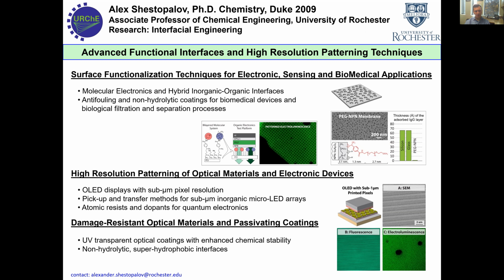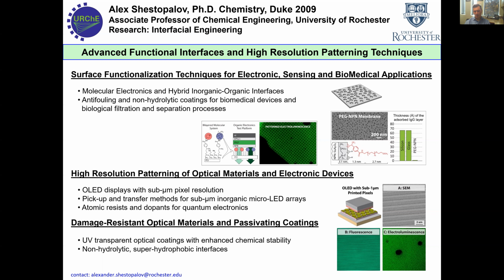So, for example, we're working on surface functionalization techniques that can modify the surfaces of inorganic and organic materials. And by doing these modifications, we can also modify various physical and chemical properties of the materials. So, for example, we can modify interfaces of materials that are used in thin film electronic devices, and by changing these interfaces, we can then control charge transfer dynamics between different layers of the devices.